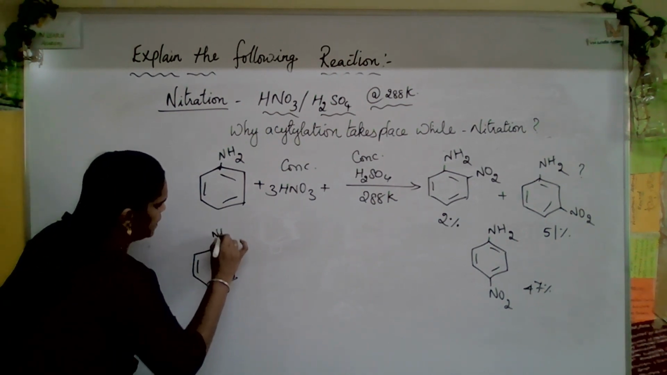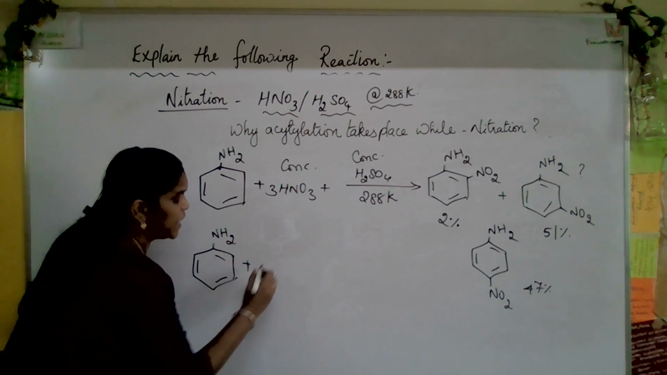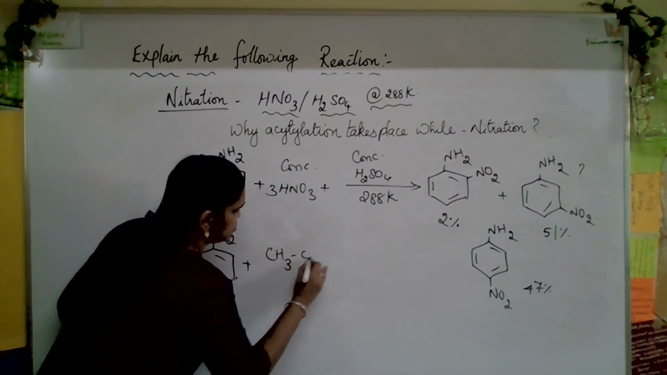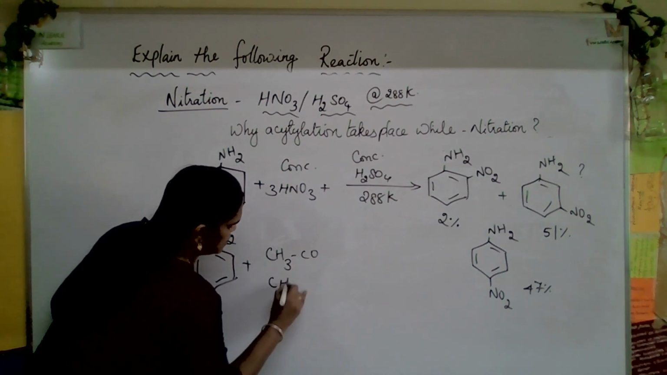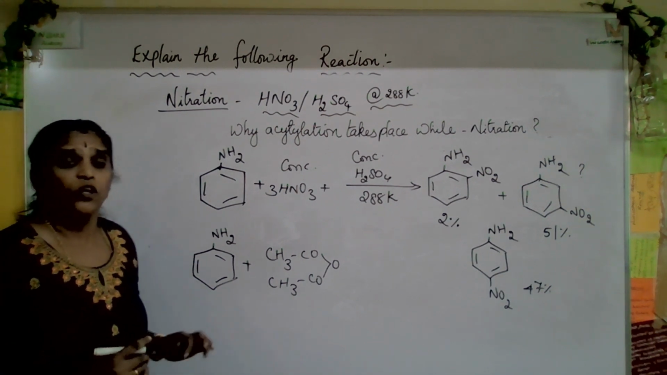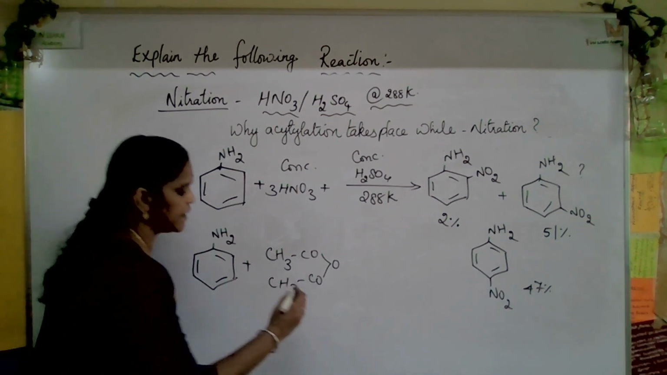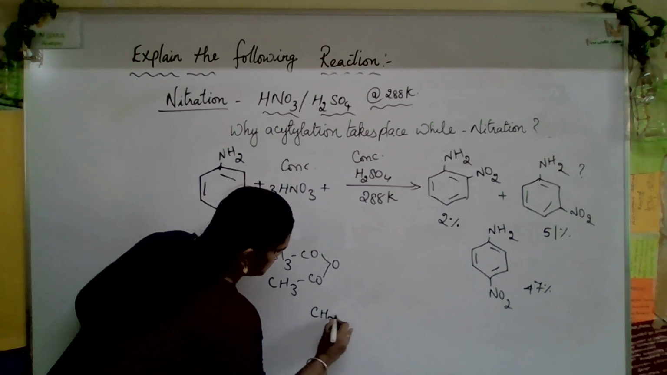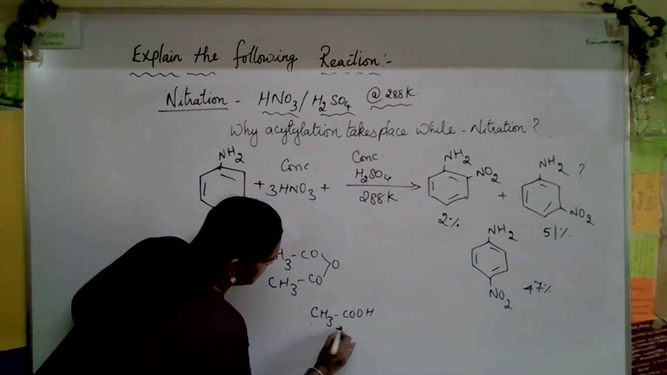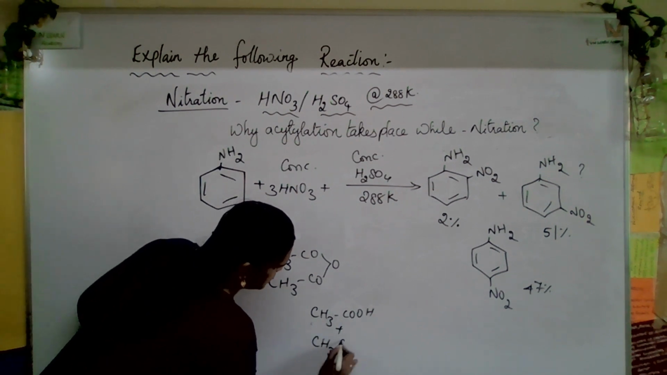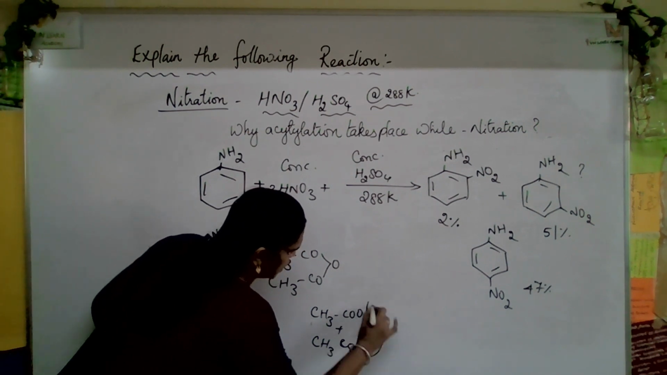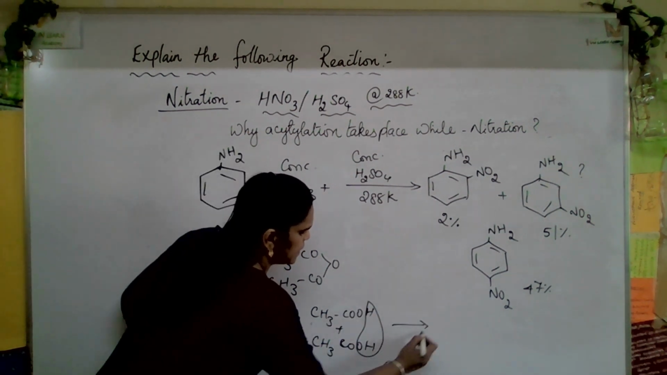Here aniline, NH2, is combined with acetic anhydride, CH3CO, here CH3CO, both connected to O. You know how we get acetic anhydride? I'll tell you. CH3COOH, this is acetic acid, combined with another CH3COOH. What happened? The water has been removed while heating.